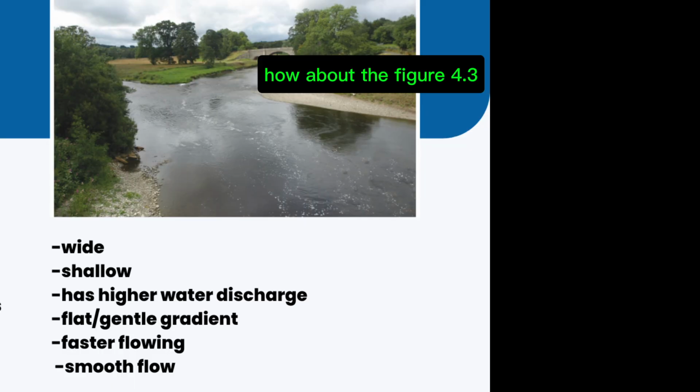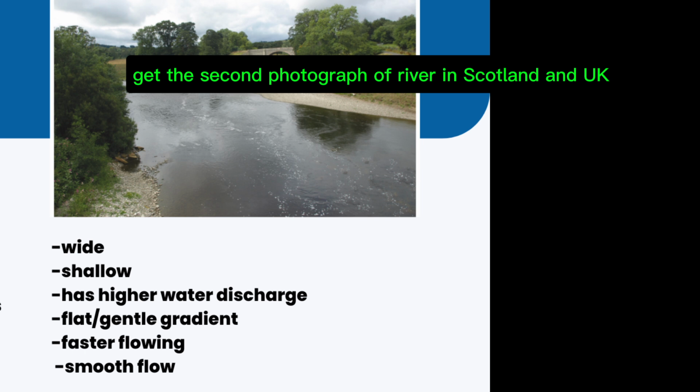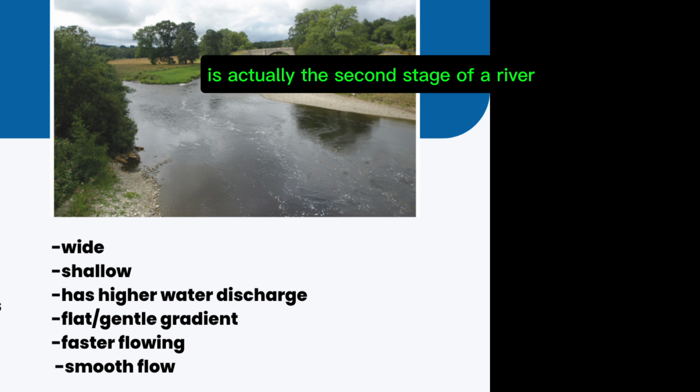How about figure 4.3? Okay, the second photograph of the river in Scotland, UK, is actually the second stage of a river, often referred to as the middle course. This is the middle part of the river. Why? Because there are many really obvious characteristics.